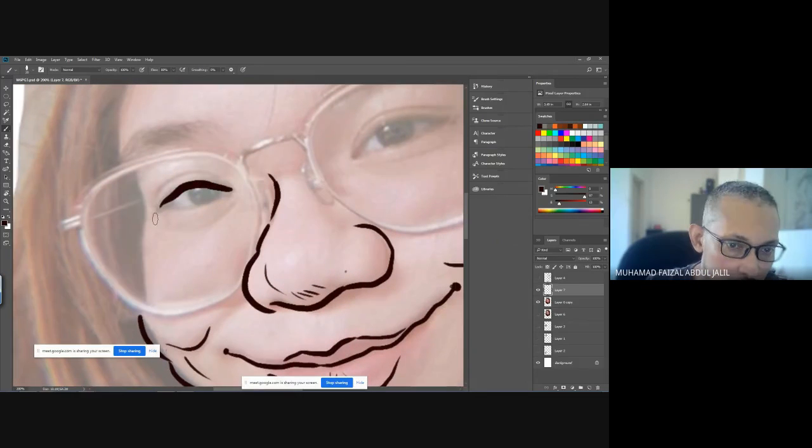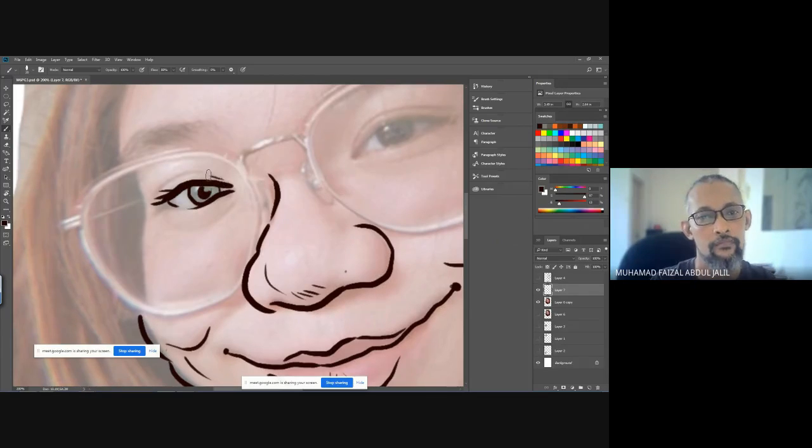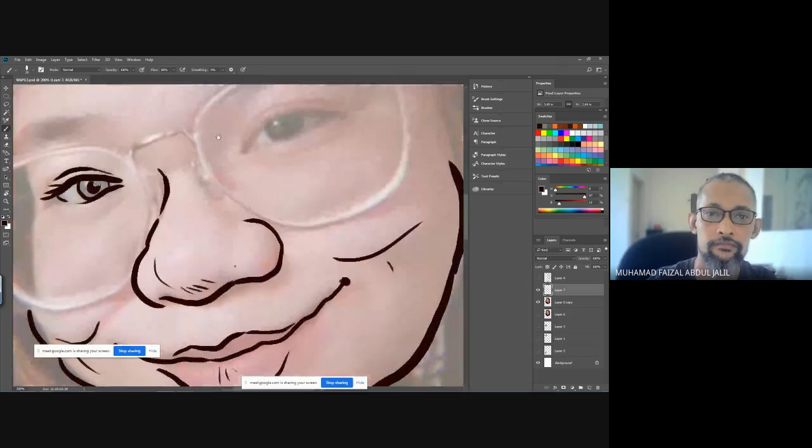So what we can do from here, with the eyes, be careful when you draw the eyes, and you can use these methods to emphasize the features on the eyes. Same goes to this one. Slowly move, press a little bit.